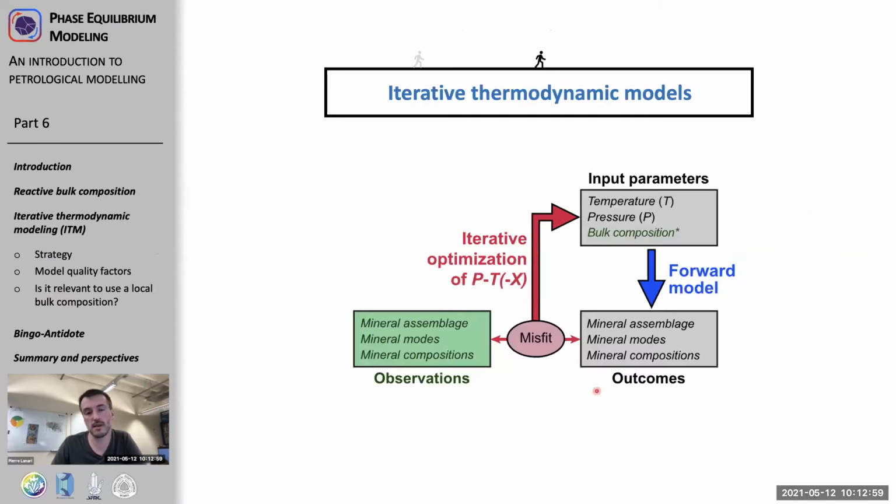So this was an iterative thermodynamic model, but it was a very simple one in which I only compare the garnet composition from my observations, from my compositional maps, with the mineral composition of garnet that is predicted by a forward model. And we can bring this one step further by considering all the outcomes of the model: the mineral assemblage, the mineral modes that are the volume fraction of the phases, and all the mineral compositions that are predicted by the forward model. And we can compare this with the observations that we extract from the rocks.